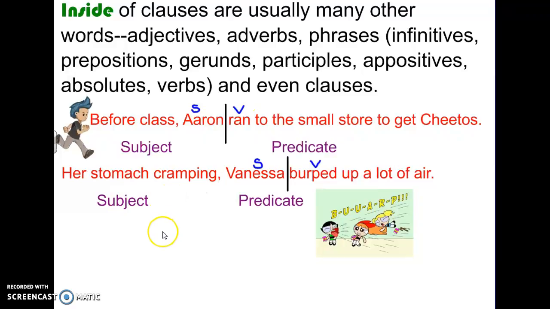In the second one, her stomach cramping, Vanessa burped up a lot of air. So I still have Vanessa and burped as the core part of the sentence, but now I've added the absolute phrase, her stomach cramping, and the adverb up, and then I've got a lot of air. So I've got a prepositional phrase. But the main point here is you need to be able to always find the heart of the sentence. What is that sentence about?